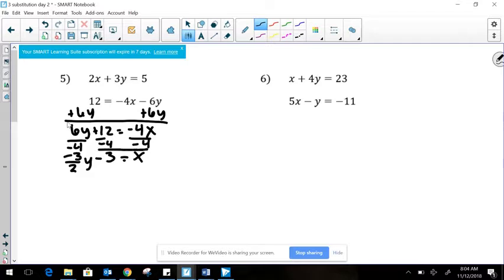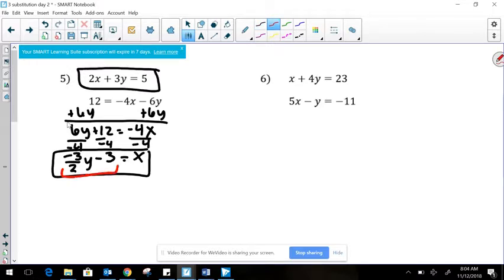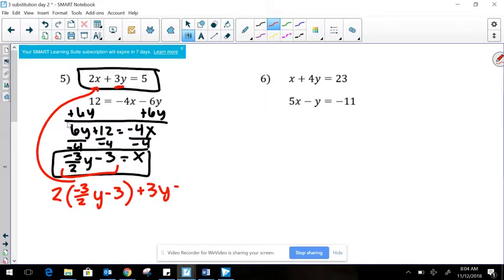Okay, so this is the equation I'm working with on the bottom, and then I'm also working with this top equation. So I need to plug in this part here for x. So I have 2 times negative 3 halves y minus 3. That whole thing's in parentheses. And then I have this part here. So plus 3y is equal to 5.